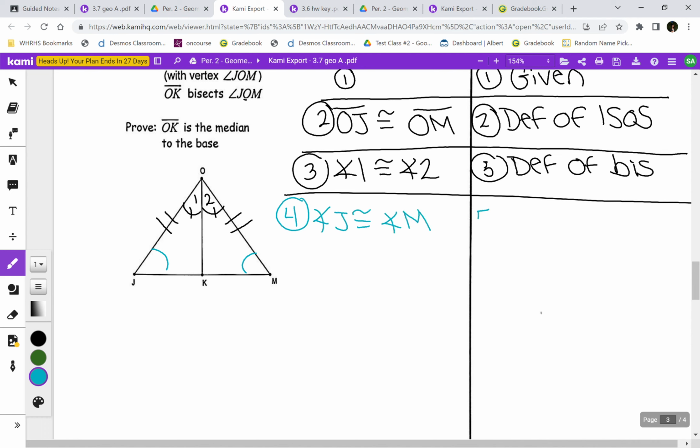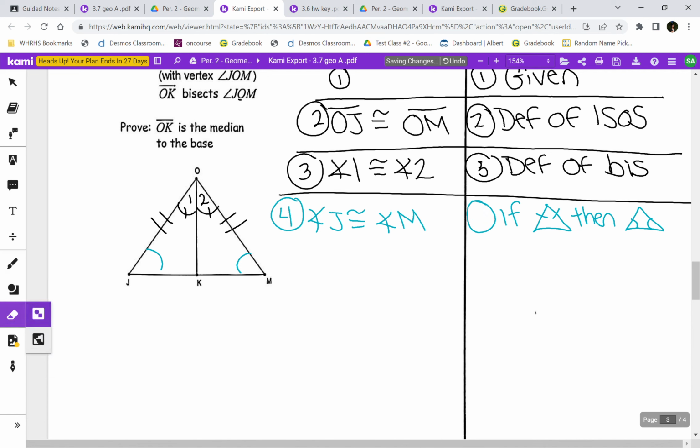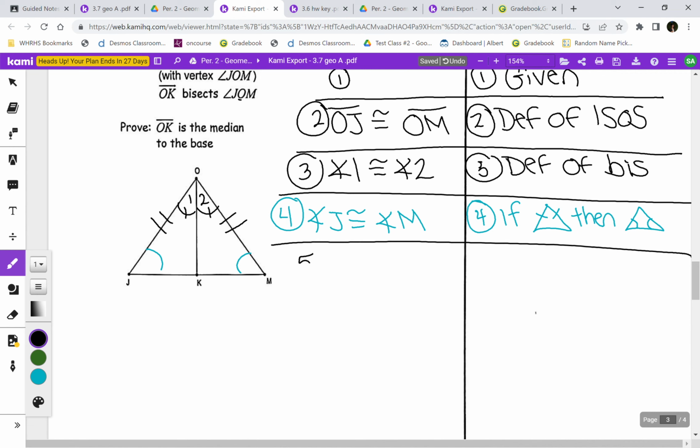Who thinks they remember the theorem that goes with this? Oscar? If a triangle has legs congruent, then the base angles are congruent. You got it. Okay. Now the triangles are congruent by what method? Angle side angle. So I'm going to say triangle JOK congruent to triangle MOK, angle side angle.